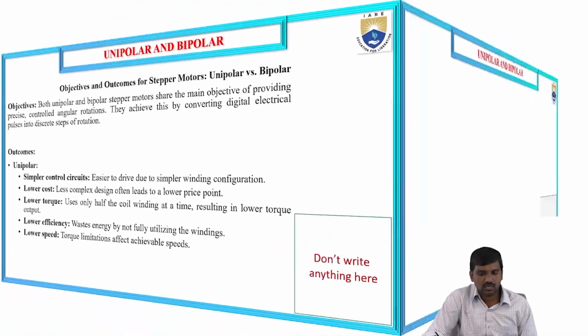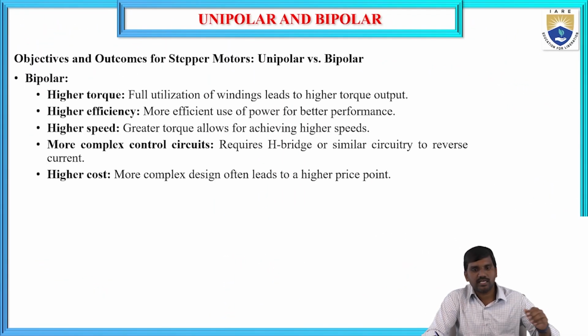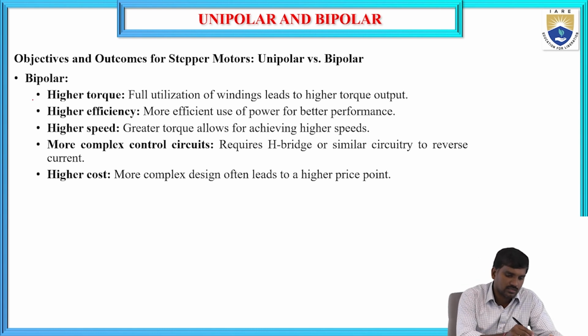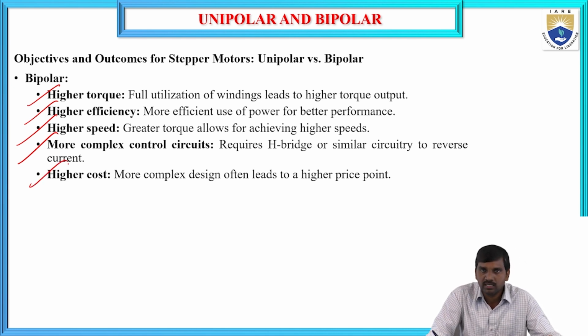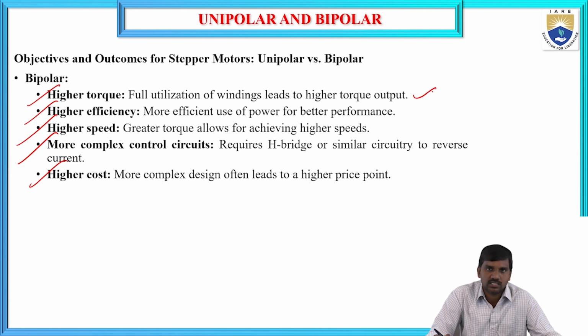Next, the outcomes based on bipolar. Almost all properties are higher: higher torque, higher efficiency, higher speed, more complex control circuits, and higher cost, compared with unipolar. Higher torque is nothing but full utilization of windings leading to higher torque output. That is the essential thing in connecting the IoT device.